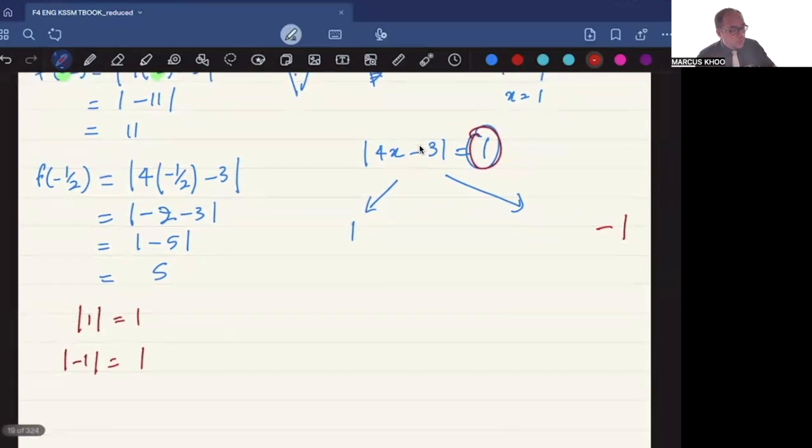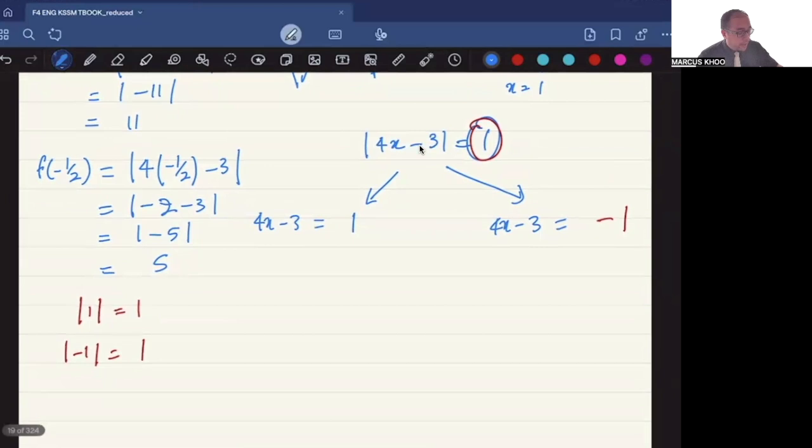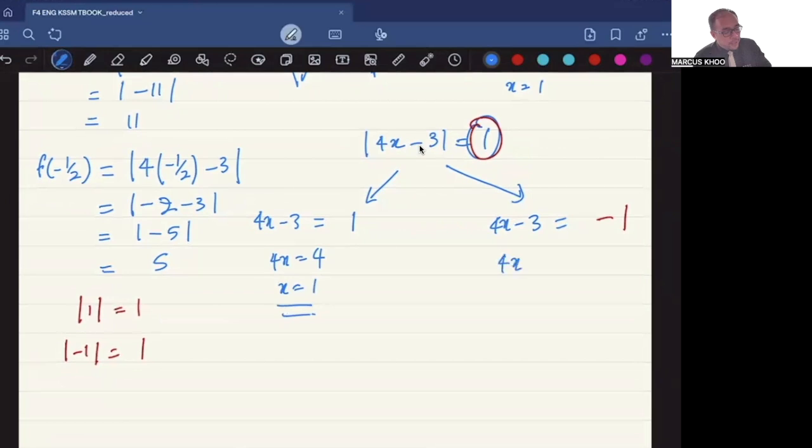So we can write over here: 4x minus 3 equals 1. The other one is 4x minus 3 can also equal negative 1. Because of that, we will get 4x equals 4, x equals 1, one answer. The other one is 4x equals 2 and x equals half. This will be our two answers for this question.